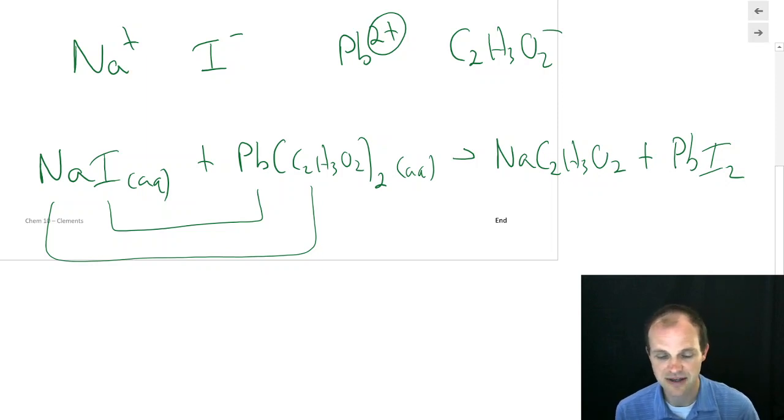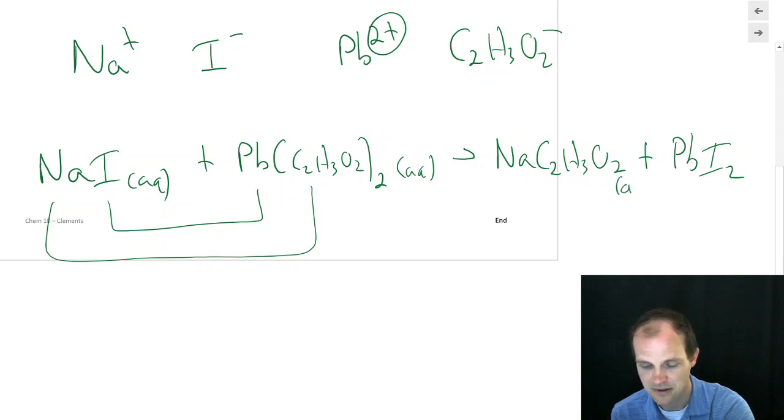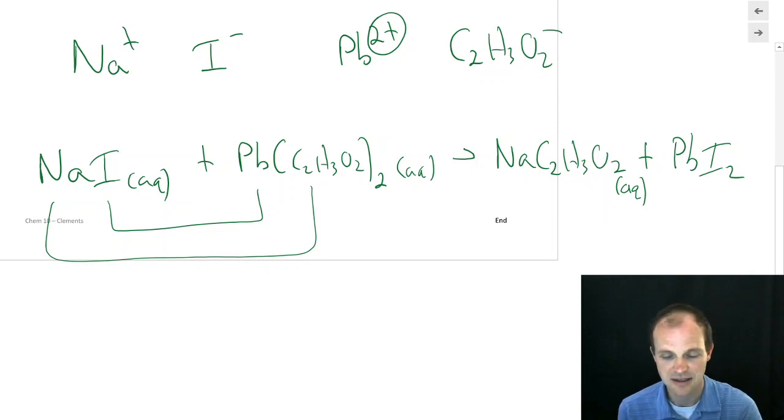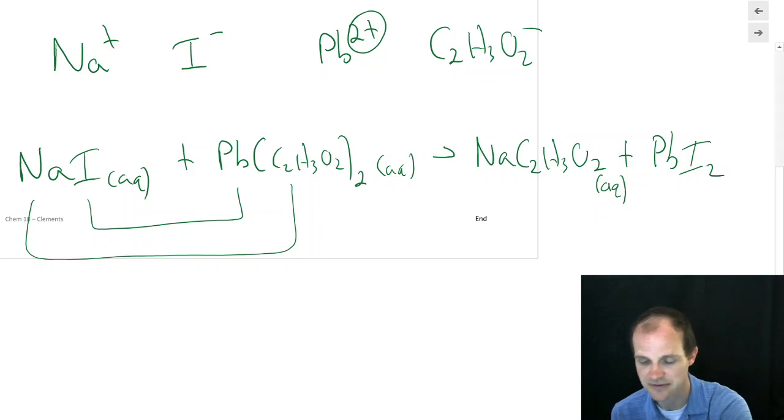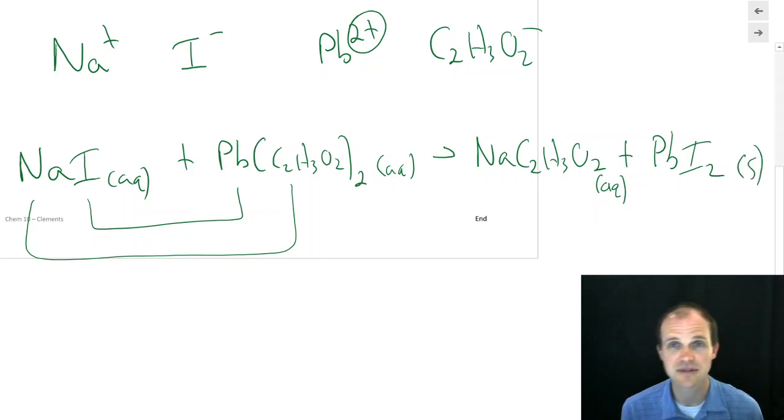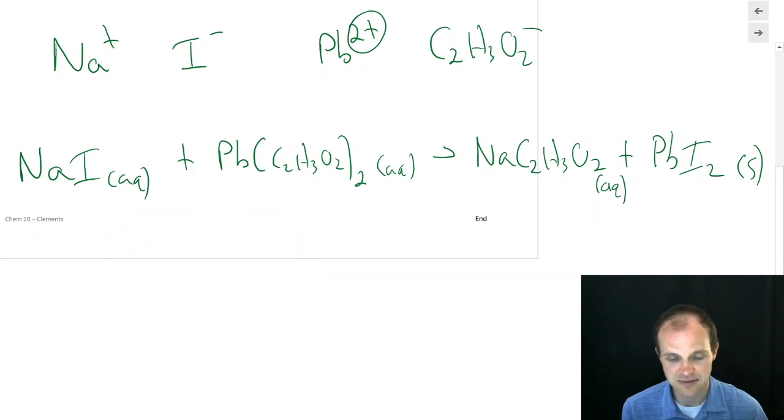Now I've got to do my phases. Everything with sodium is soluble. How about lead 2 iodide? Iodide generally soluble, but there's an exception for lead if you look back at the table, and so this is a solid. Now we've just got to make sure we've balanced this reaction.